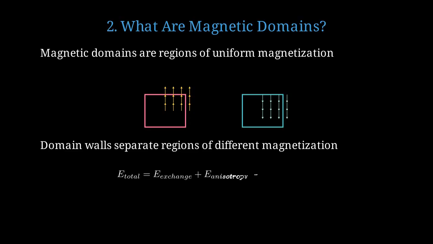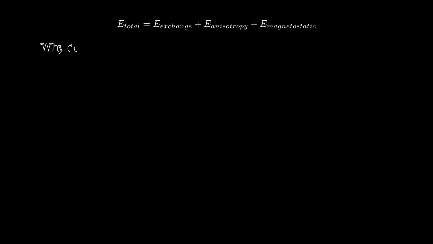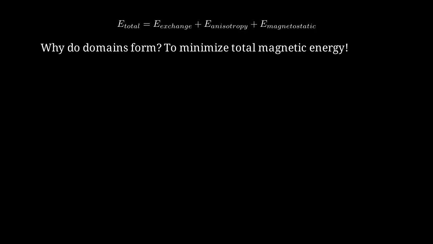The total energy of a magnetic system includes exchange energy favoring parallel spins, anisotropy energy from crystal structure, and magnetostatic energy from magnetic fields. Domains form because this multi-domain configuration minimizes the total magnetic energy of the system.